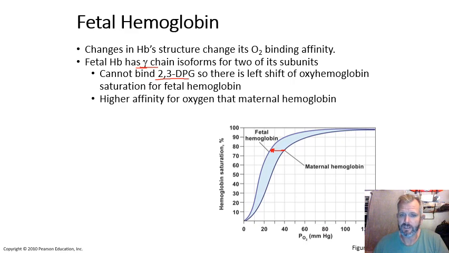It has a higher affinity for oxygen at the same partial pressures of O2. All right, so fetal hemoglobin has a higher affinity than maternal hemoglobin at the same partial pressures. Here, at this partial pressure, higher affinity for the fetal hemoglobin. All right.